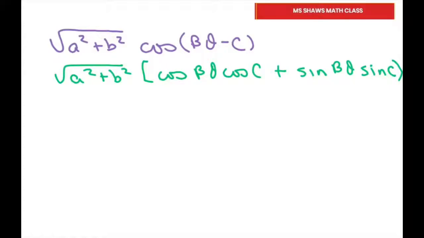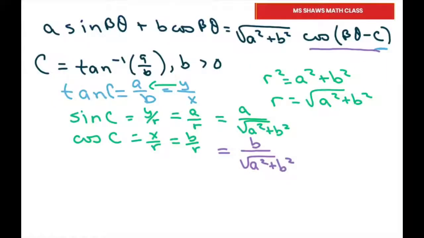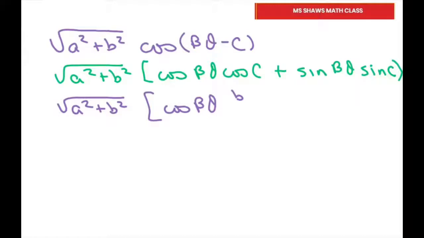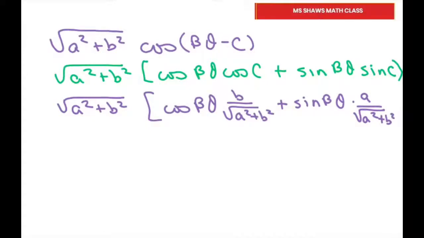Now, let's substitute back in. So we have the square root of a squared plus b squared, and we have cosine of b theta, and cosine of c was b divided by the square root of a squared plus b squared, plus sine of b theta, and sine of c was a divided by the square root of a squared plus b squared. Alright, now let's write it again.